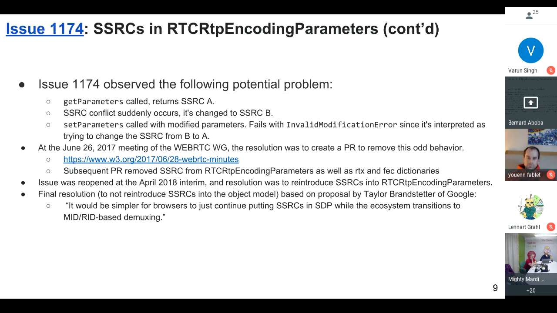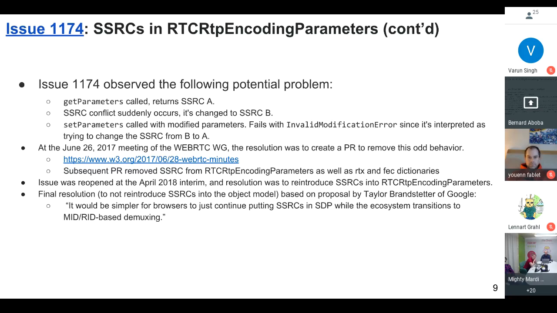The reason that did not happen was that there was a meeting with Taylor Brandstetter of Google, and some of the conferencing developers were present, in which he proposed that it would be simpler for browsers to just continue putting the SSRCs into the SDP, keeping them in the SDP in unified plan while the ecosystem transitions to MID and RID-based demuxing. So that was Taylor's proposal. The developers who were there at the time said, hey, this is okay with us, to not have it in the object model, have it in the SDP. And that was the final resolution of the issue at the time.